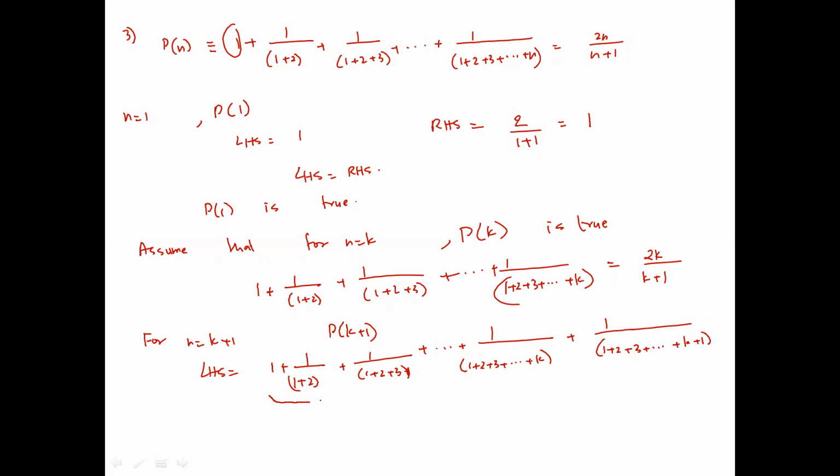But all these together we can use from P of k and write it as 2k by k plus 1. And here 1 plus 2 plus 3 up to k plus 1. We can use the formula.